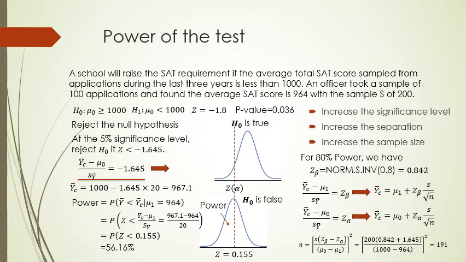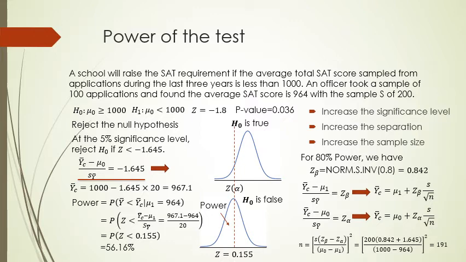Power is a proportion of y bar less than 967.1 conditional on H1. The corresponding z-score is z equal to 0.155, and the power is 56.2%, and the type 2 error is 43.8%.